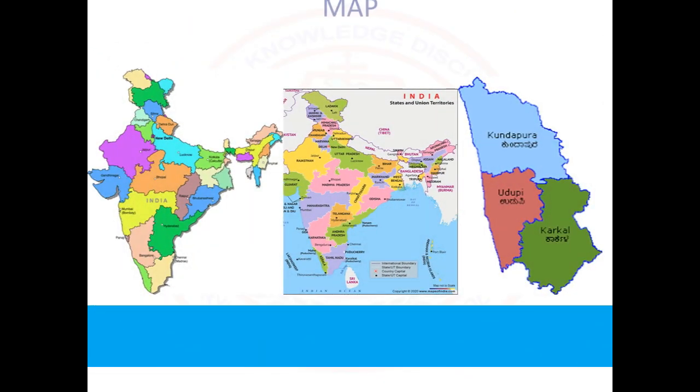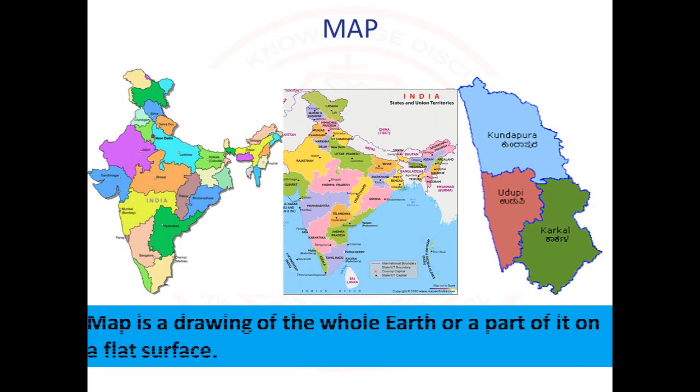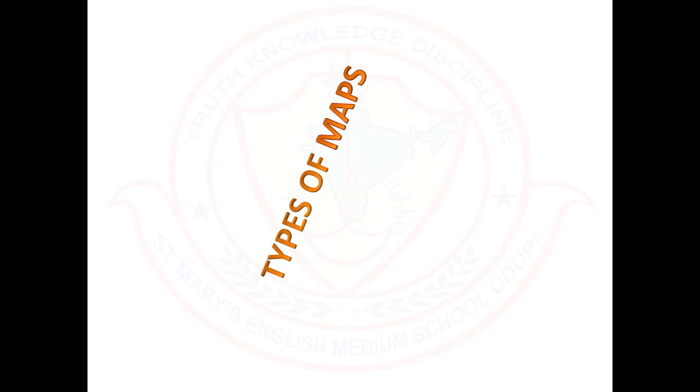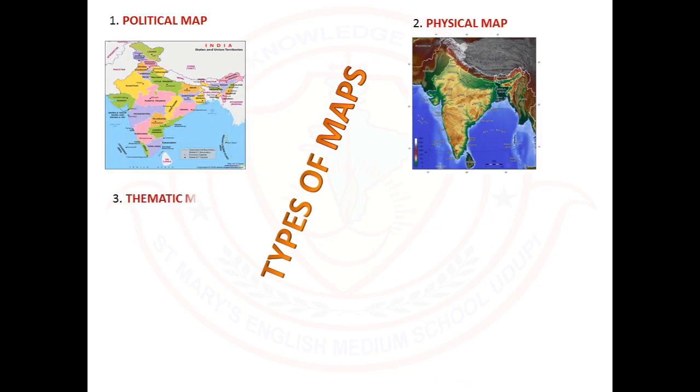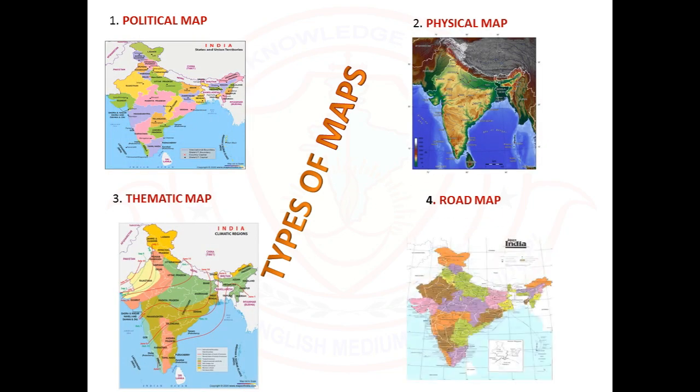Map. What is a map? Map is a drawing of the whole earth or a part of it on a flat surface. Types of maps. Different types of maps are made to convey different types of information. Some types of maps are political map, physical map, thematic map, and road map.